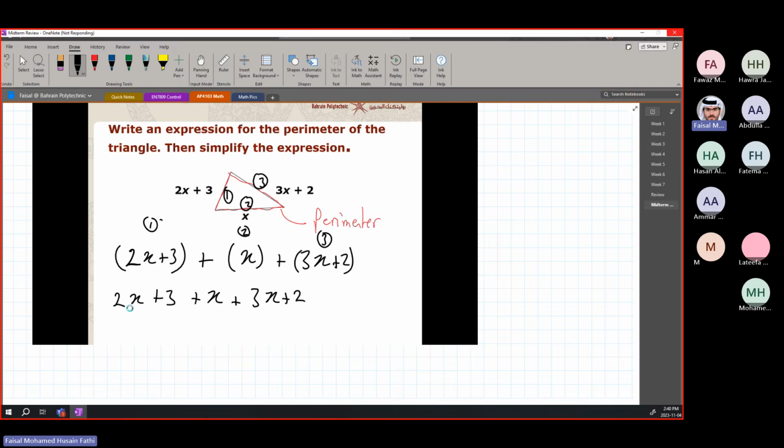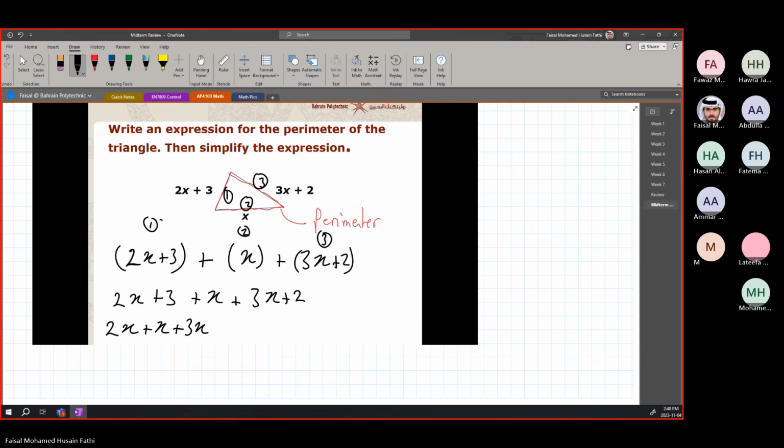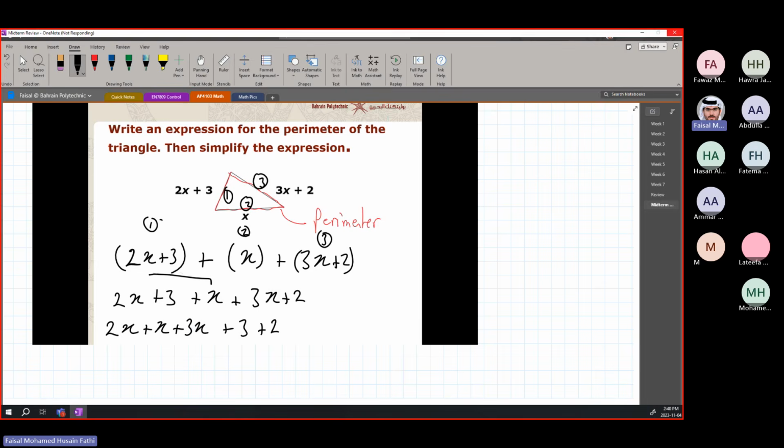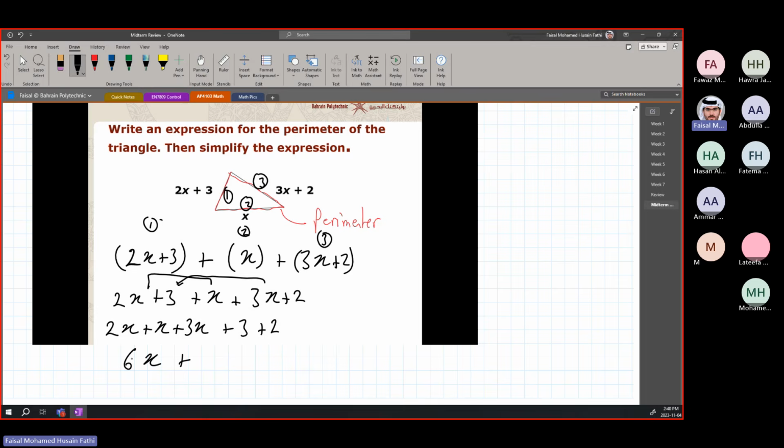We group the x's together and the other numbers together. So 2x plus x plus 3x, plus 3 plus 2. I took the x here and grouped it with the x's. The final expression will be 2x plus x is 3x, plus 3x is 6x. That is 2 plus 1 plus 3 is 6x, plus 3 plus 2 is 5. And that's it, that's the simplified expression of the perimeter.